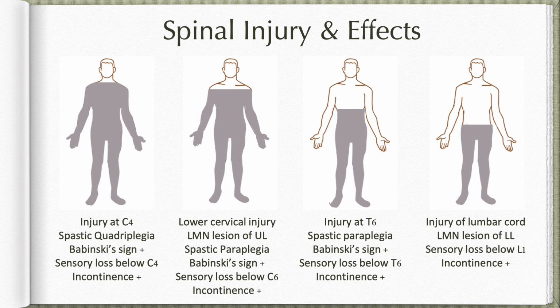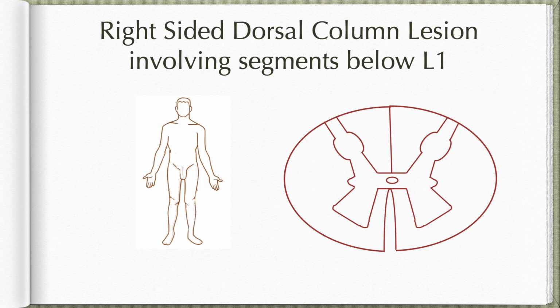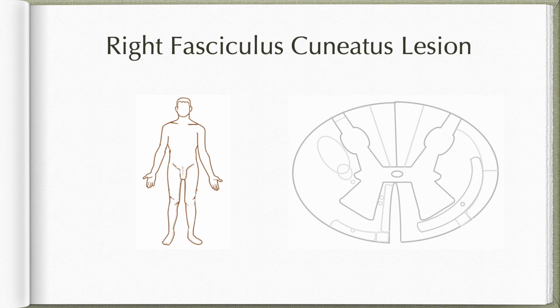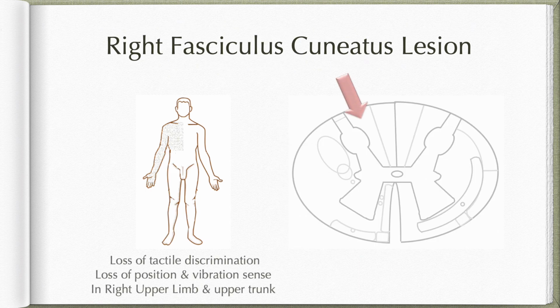So based on how the patient presents with this lesion, that will tell us the site of injury. Similarly, in case of right-sided dorsal column lesion involving segments below the level of L1, the patient will have loss of tactile discrimination and loss of position and vibration sense in his right lower limb. Or if there is a right fasciculus cuneatus lesion, then the patient will have loss of tactile discrimination and loss of position and vibration sense in his right upper limb and upper trunk.